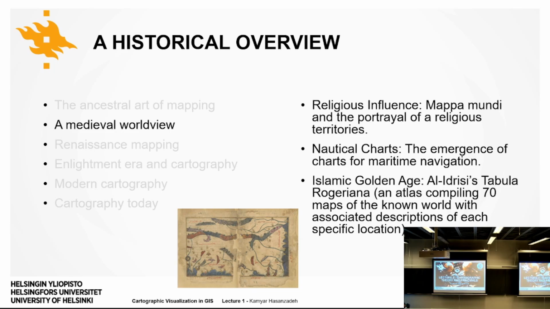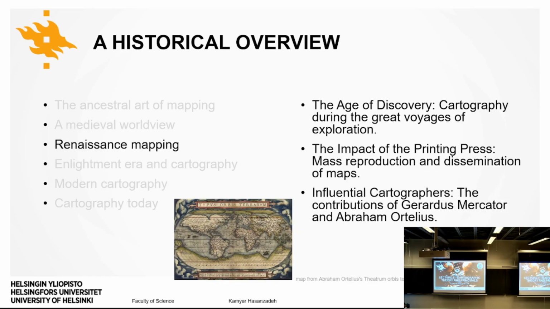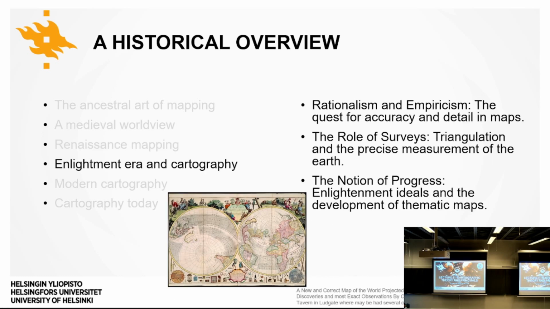Then we have the medieval worldview, which was heavily influenced by religion. Then we have the Renaissance mapping. That was the age of discovery when they started exploring the seas, traveling around. So navigation became a major driving force for developing better and better maps. So you start to have better, more accurate maps that you can actually use for navigation. And then we have the Enlightenment era cartography, where we have more rationalism and empiricism. So maps start to be more accurate.